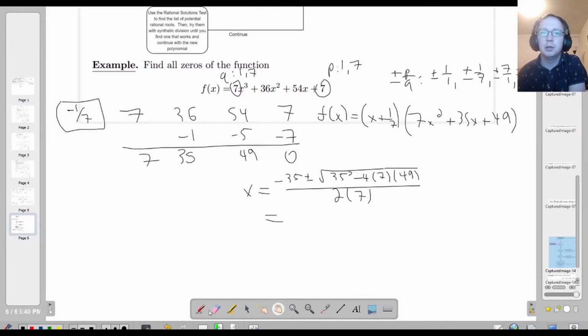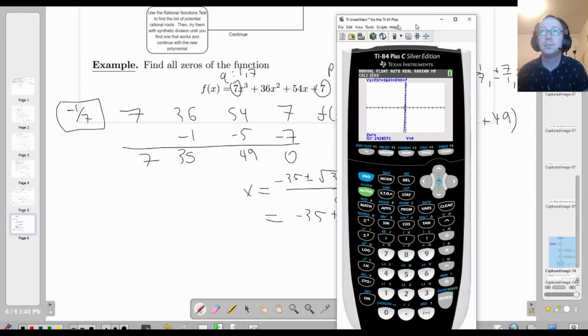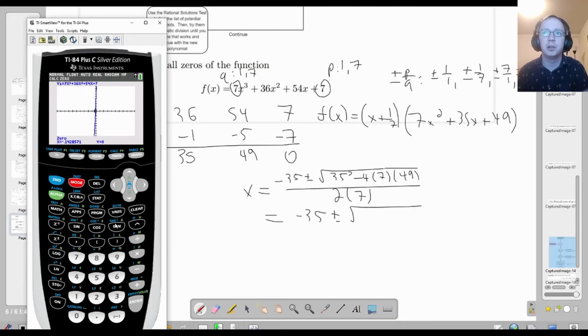Now let's see what happens with all of that. Kind of messy. Okay, so if I put this in the calculator, 35 squared minus 4 times 7 times 49, let's see what happens with that. Right, definitely not something I want to try to do by hand or in my head. So I'm ending up with negative 147.